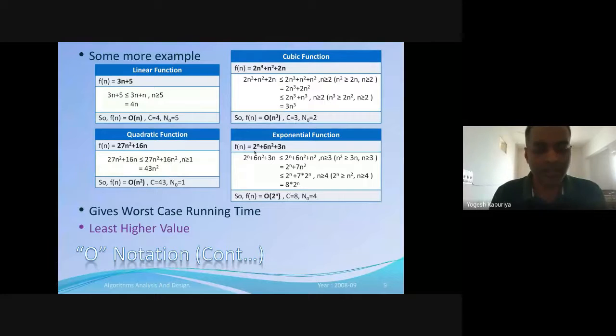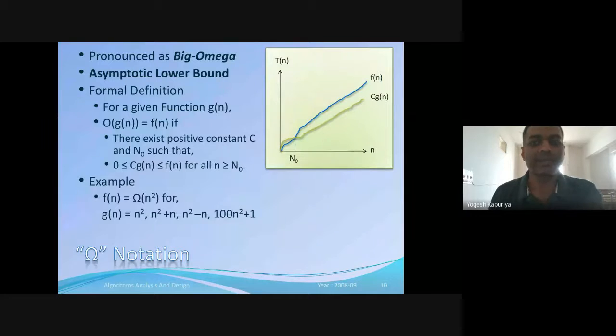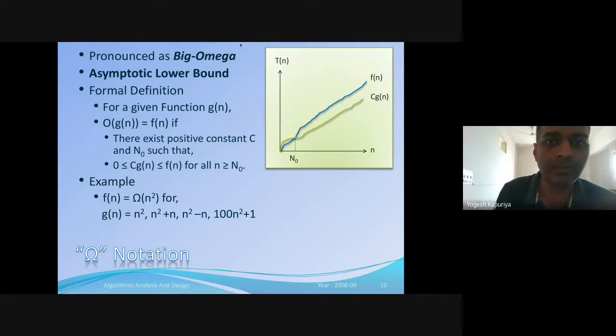So that was about the revision of what we have done in the previous class. The reason I am repeating it again is that that particular knowledge is going to help you understand the subsequent notations. So the next notation in the sequence is big omega. Unlike big O notation, which was an asymptotic upper bound, here big omega notation is an asymptotic lower bound.